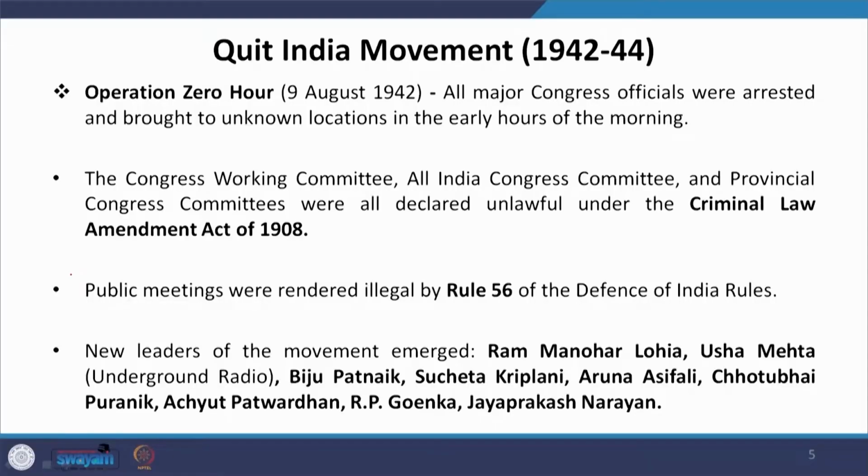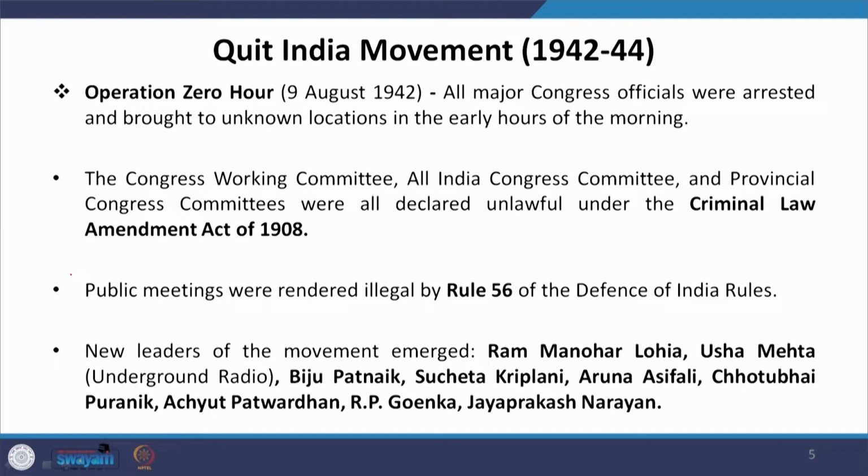So, while talking about Quit India movement, we need to look at the different incidents that can be described within this movement. One was the Operation Zero Hour on 9th of August 1942, where all major Congress officials were arrested and brought to unknown locations in the early hours of the morning. And then the Congress Working Committee, the All India Congress Committee and Provincial Congress Committees were all declared as unlawful under the Criminal Law Amendment Act of 1908. Public meetings were rendered illegal by Rule 56 of the Defence of India rules.